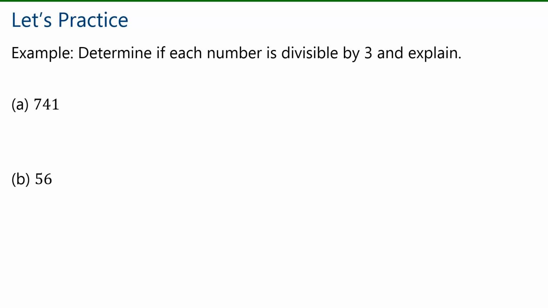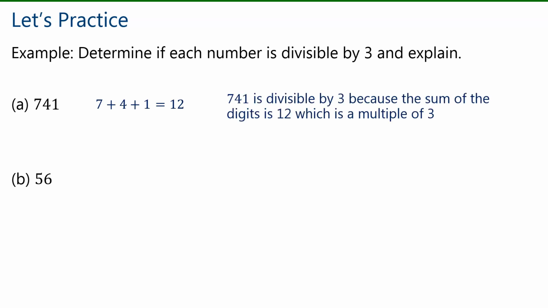So the rule for 3 says we have to add the digits. So let's add 7 plus 4 plus 1 together. I get 12. Since 12 is a multiple of 3, then 741 is divisible by 3. So as an explanation, we can just say just that. 741 is divisible by 3 because the sum of the digits is 12, which is a multiple of 3.